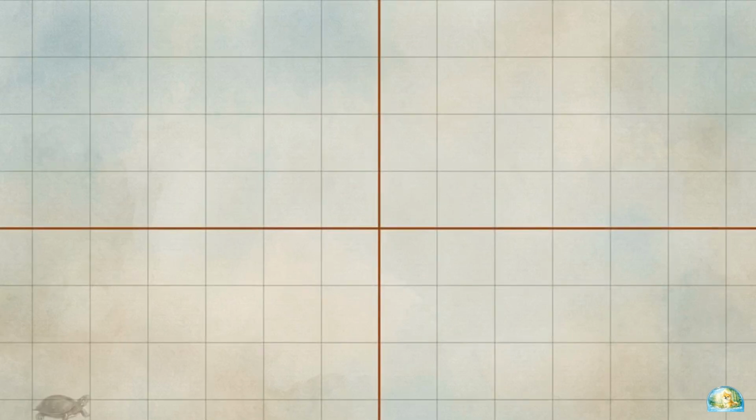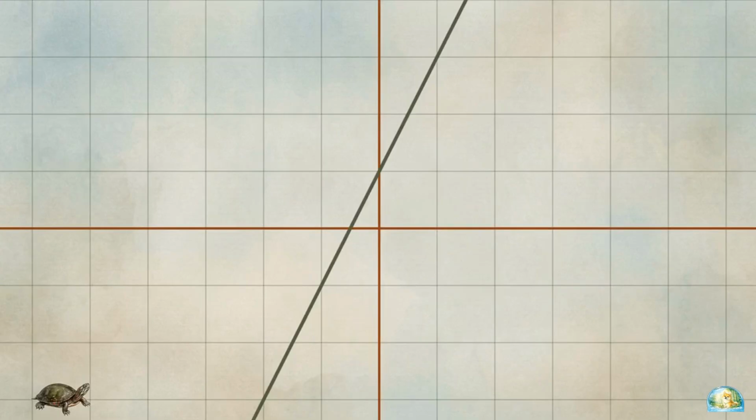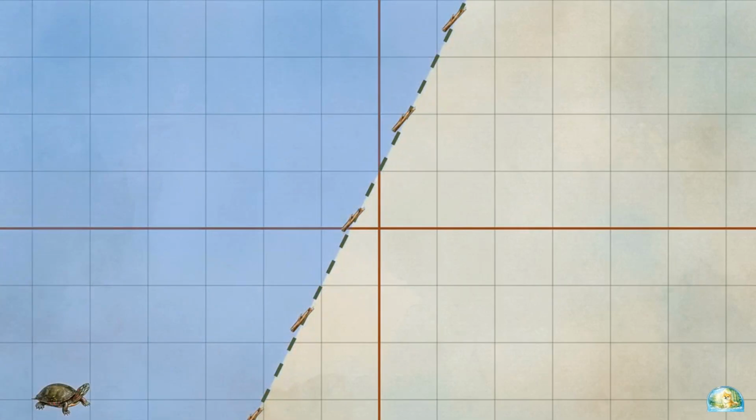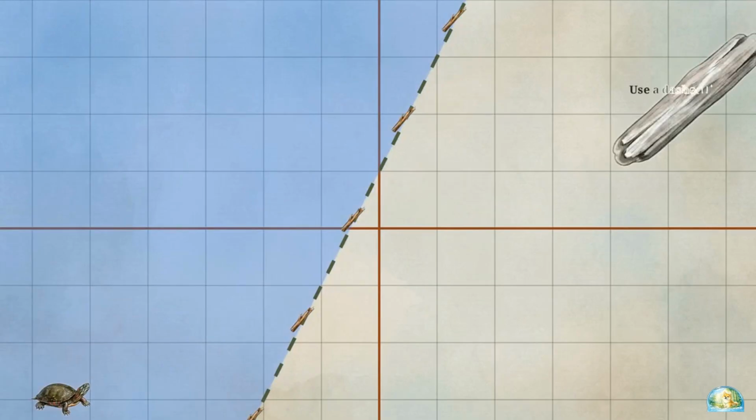This coordinate plane mapped onto the boundary bank shows our path. Graph the boundary line y equals 2x plus 1. Because the inequality is strict, use a dashed boundary. Shade the half-plane above the line. Use a dashed line for y equals 2x plus 1 and shade above it.